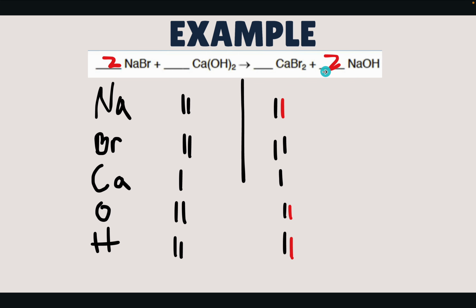I'm going to put 2 here to fix the number of sodiums, and this in turn will also fix the number of oxygens and hydrogens at the same time. So 3 birds with 1 stone, and that is a balanced equation. I mean, reaction, not equation. See, look, we can count up the elements again, and then we can try and find any differences, and there will be none.